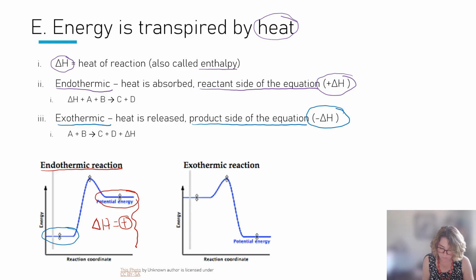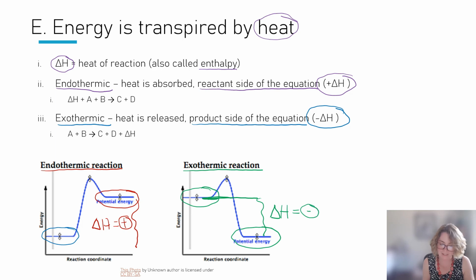In an exothermic reaction, my reactants have a higher energy than my products. And again, if I were to take the difference here from my reactants to my products, my delta H value would be a negative value. So make sure you can keep these straight, endothermic versus exothermic, when you have a positive delta H, when you have a negative delta H, and what side of the reaction that should be written on. And again, remember that endothermic goes on the reactant side, and exothermic goes on the product side.